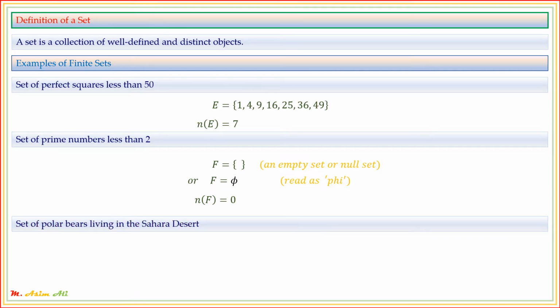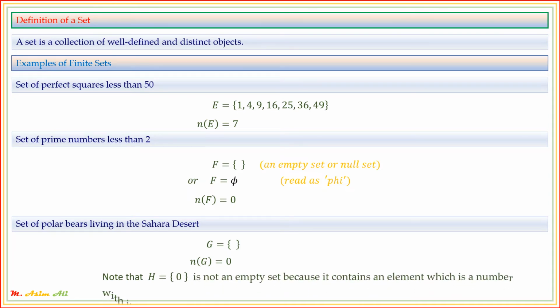Another empty set: the set of polar bears living in the Sahara Desert. The Sahara Desert is a hot desert. There is no polar bear there, so this is also an empty set. So we can say that the number of elements in the set is 0. 0 is not the element, but the number of elements in the set is 0. So note that if you write a set H is equal to, in the brackets, 0, it doesn't mean that it is an empty set, because it contains the number 0. 0 is an element, so the number of elements in the set H in this example is just 1.